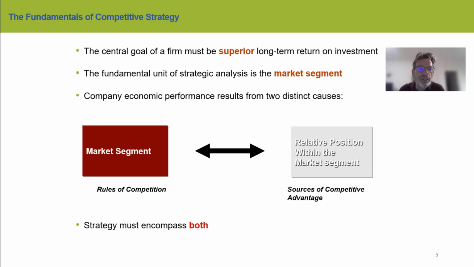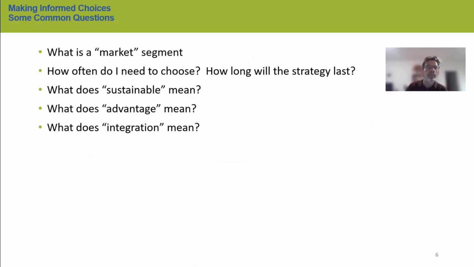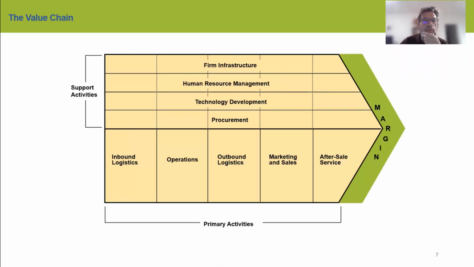In the first case, we have the rule of competition. In the second, we have the sources of competitive advantage. The strategy must address both issues. So what is the market segment? We're going to see how often we have to choose this market segment. How long will this strategy last? What does sustainable mean? What does advantage mean? What does integration mean? These are common questions that are necessary to answer when we start thinking about a business.